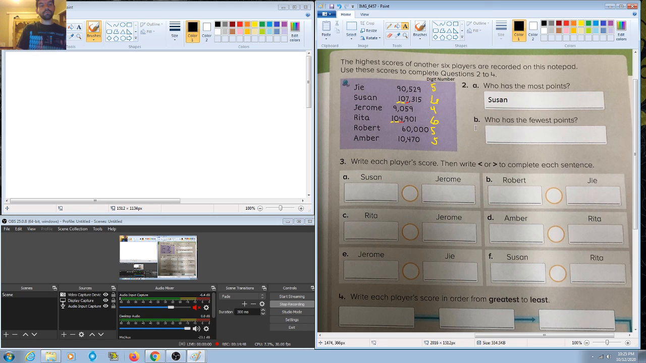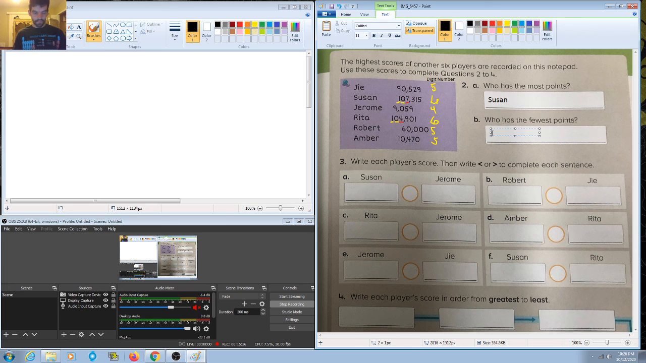Okay, so who has the fewest points? And again, we can use kind of the same strategy. This time we can just look at the smallest number of digits. We see that 4 is our smallest number of digits in any person's score. So Jerome scored 9,059 points, but because there's no other 4-digit numbers to compare, his is automatically the lowest score, because there's no 3 or 2-digit numbers or anything like that. So all the numbers are greater than his score on the notepad. So Jerome had the fewest points.